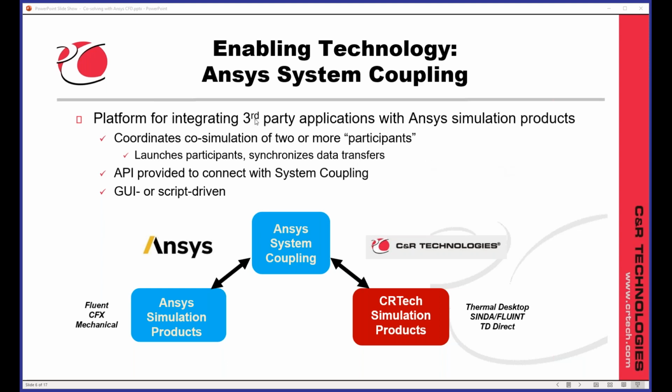But they opened it up and made it available to third parties such as CRTech, so that we can participate in that environment too. Very kind of them. And so we become one of the participants in a system coupling analysis. So System Coupling could link Fluent, CFX, Mechanical, and so forth here, whereas the CRTech products of TD Direct, Fluent, and Thermal Desktop are linked here. And then we were able to communicate back and forth through there.